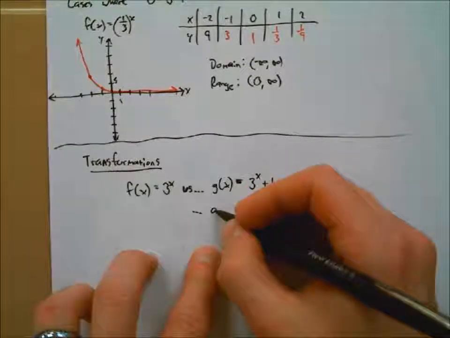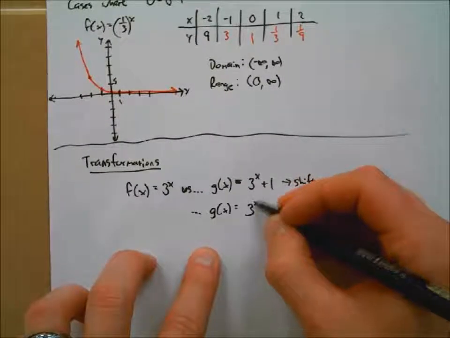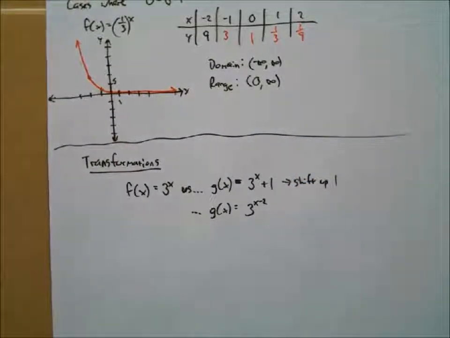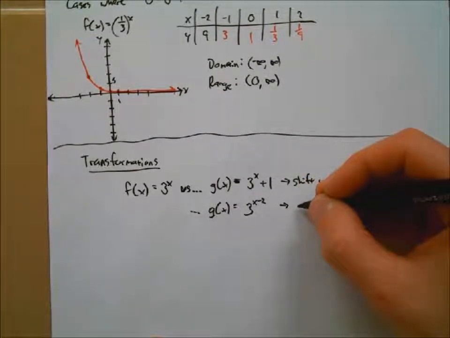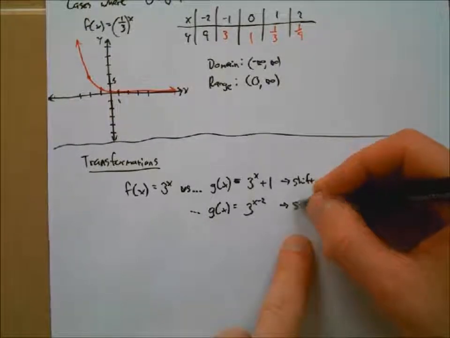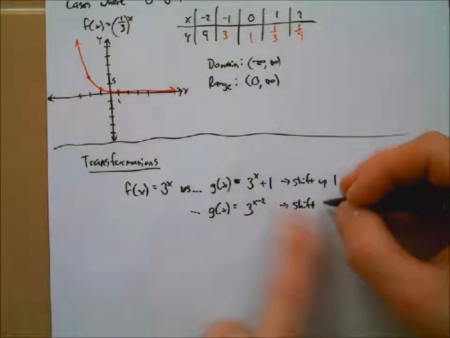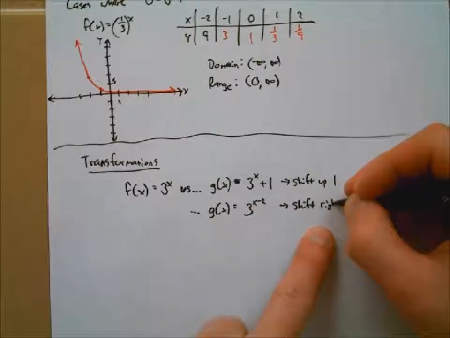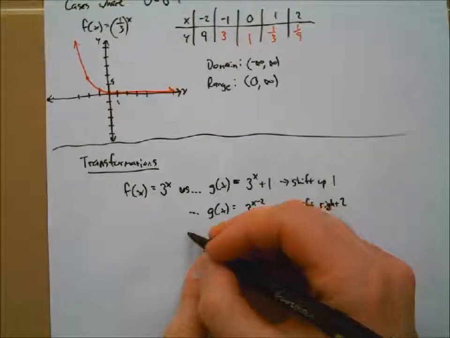How about g of x equal to 3 to the x minus 2, with the x minus 2 all in the exponent? What kind of transformation will we expect from this? Shift to the right 2. And this is because our value there is up with the x. So shift right 2. Again, you guys can get the idea how to more generally apply that.